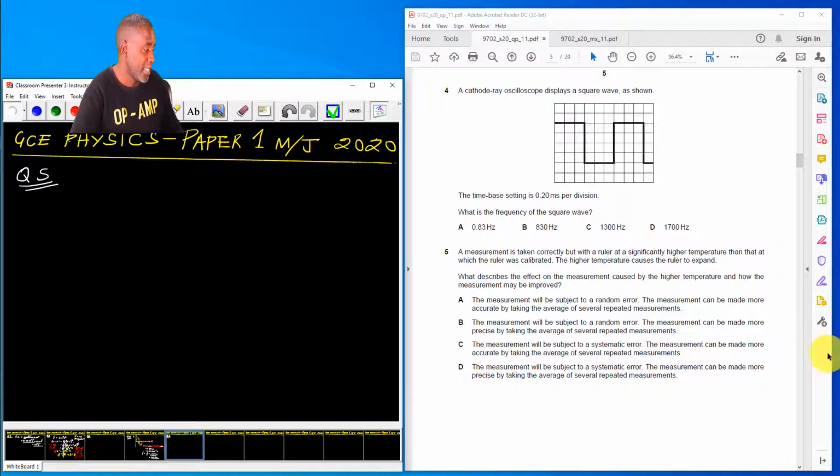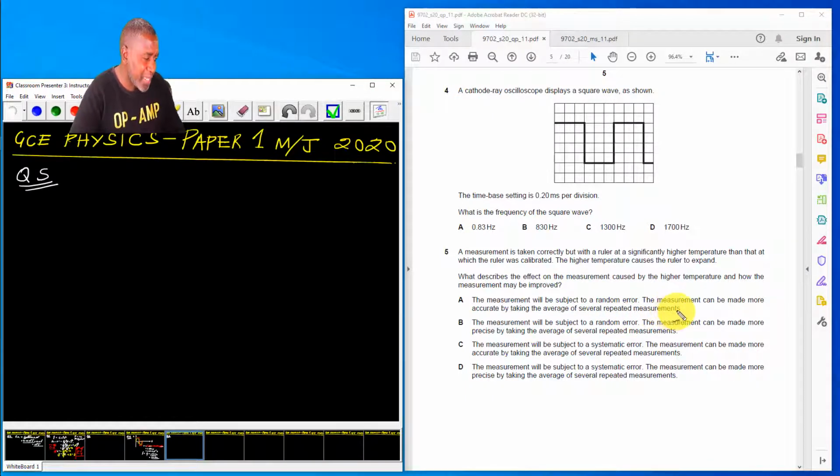So again, here is just a matter of going through the choices. And you can see there isn't any calculation to be done. It's just about being able to understand what we are looking at here and how we can get the correct choice. So the first choice is the measurement will be subject to a random error. The measurement can be made more accurate by taking the average of several repeated measurements.